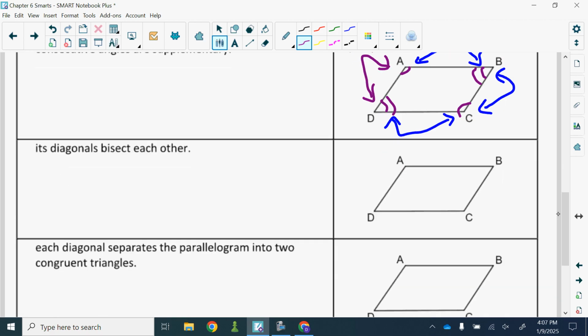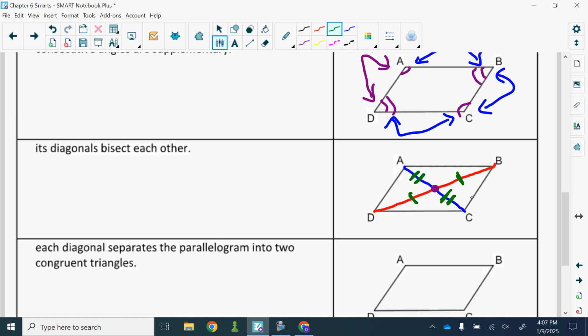Its diagonals bisect each other. So if I drew a diagonal from D to B and from A to C, okay, they intersect at this point. So bisect meaning it is cut into two equal halves, okay? So this half is equal to this half, and this half is equal to this half.